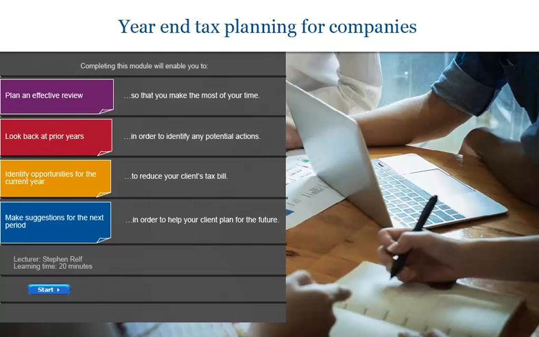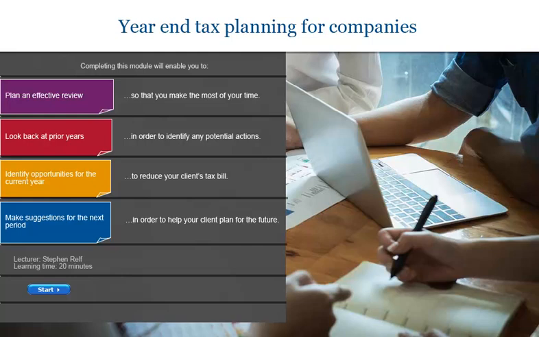To begin, we'll look at how to plan an effective review, sketching out the steps you may want to take in dealing with your client. Next, we'll consider prior periods. For open periods, it may be that a claim or election could be made, varied or revoked to your client's advantage. We'll then look at issues to bear in mind with regard to the current year.